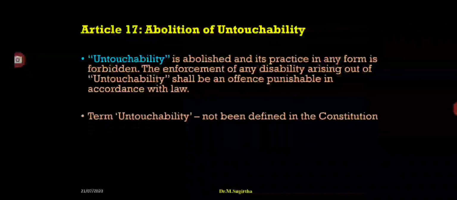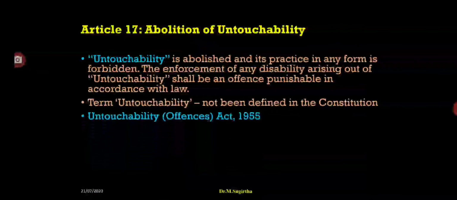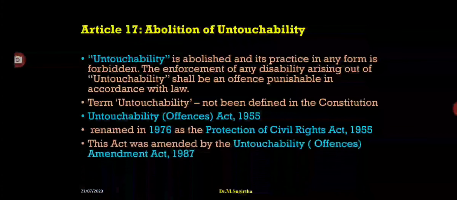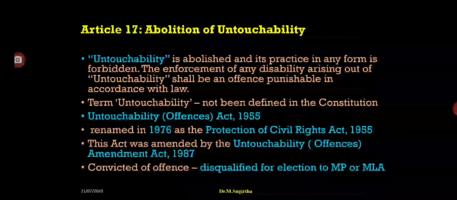Parliament is authorized to make a law prescribing the punishment for violation of fundamental rights, and in exercise of this power, Parliament has enacted the Untouchability Act in the year 1955. It has been amended and renamed in 1976 as the Protection of Civil Rights Act 1955. This act was amended by the Untouchability Offences Amendment Act in 1987 in order to make the untouchability laws more stringent. It is also to be noted that a person convicted of the offence of untouchability is disqualified for election to the Parliament or state legislature.